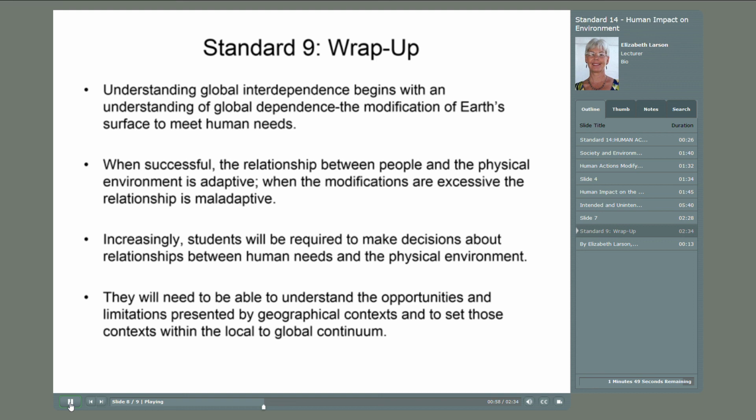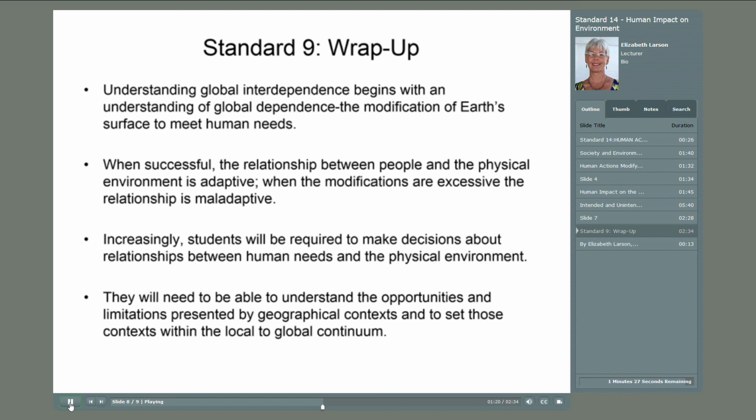Understanding global interdependence begins with an understanding of global dependence, the modification of Earth systems to meet human needs. When successful, the relationship between people and the physical environment is adaptive. When the modifications are excessive, the relationship is maladaptive.